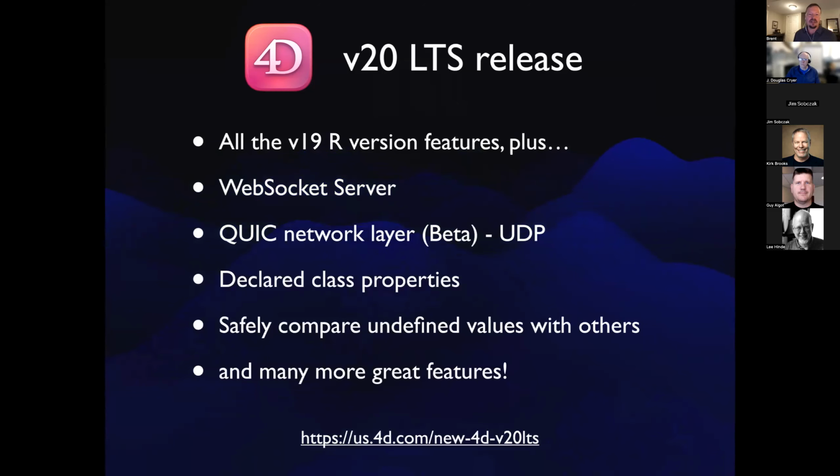Version 20 just came out this month, in the past month, with the major features being the WebSocket server, the QUIC network layer that was just in beta, but I think in R2 they're taking it one step further. Declared class properties, which is nice to be able to have strongly typed properties in your classes, and the ability to safely compare undefined values, which has been a bit awkward. You had to code around that kind of thing in the past. And just all kinds of great new features, including everything from the previous 19 R releases. Plenty written about all of that on the blog and at the link at the bottom of the screen, new 4D v20 LTS on the 4D website.